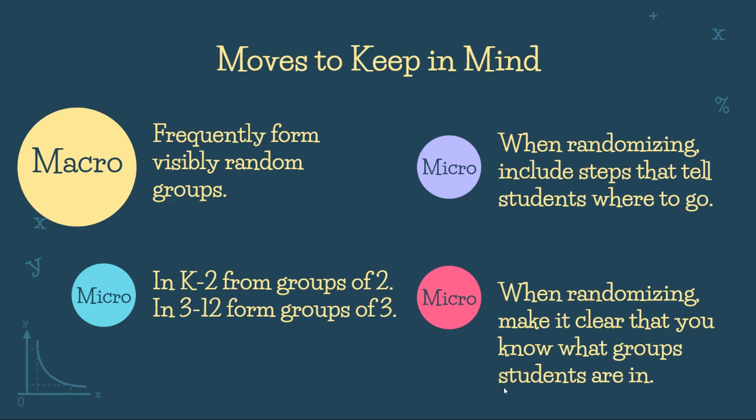As just mentioned, the key point in this chapter is to frequently form visibly random groups. For K-2 students, groups should be in pairings, and for grades 3 through 5, students should be in groups of 3. A few tips to consider are that as you are randomizing, teachers should include clear instructions as to where students should go, as well as show that you as the teacher know where each student should be.